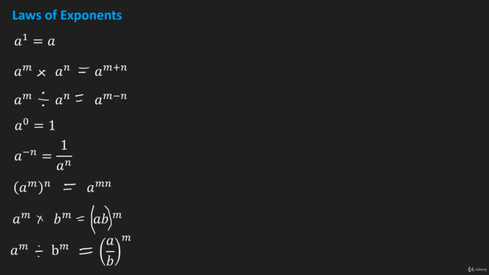Let's try to do 2 to the power minus 3 into 2 to the power minus 4. Now you can see that the base in both these numbers is the same. You have 2 over here and you have 2 over here. So it's similar to this rule that we have seen before, and this simplifies to 2 to the power minus 3 plus minus 4, which is equal to 2 to the power minus 7.